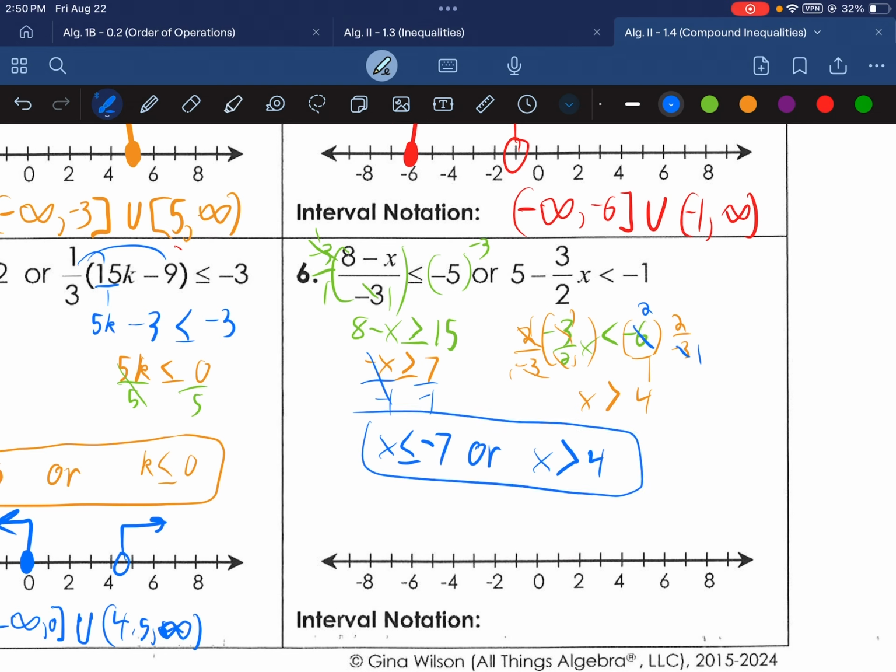And so as I go to graph these, I put a closed circle at negative 7, and to the left, an open circle at 4, and to the right. Interval notation would be negative infinity comma negative 7 with a bracket on negative 7. Union, or that u, we use the right part, so 4 comma infinity, with parentheses around both. My infinity didn't turn out well, so let me try again.